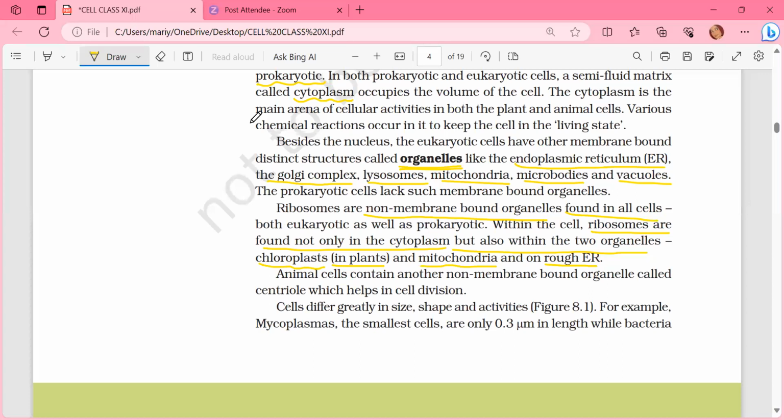So can anybody tell me, is the chloroplast present in any animal? Is there any animal that contains the chloroplast? No, that's right. No animal contains it, because it is a plant organelle.